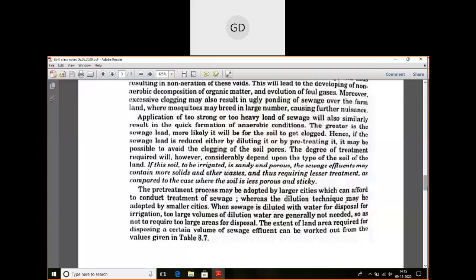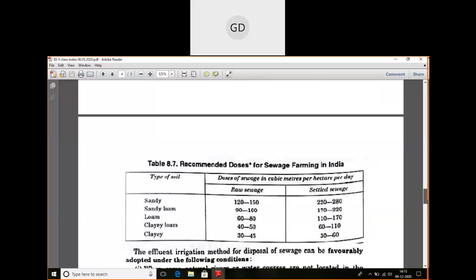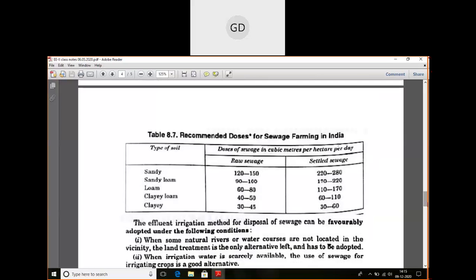Now, this is a recommendation for the doses for sewage farming in India. This is a table which shows how much dose, in cubic meters per hectare per day, is required for raw sewage and settled sewage. So this is the table expressing that.